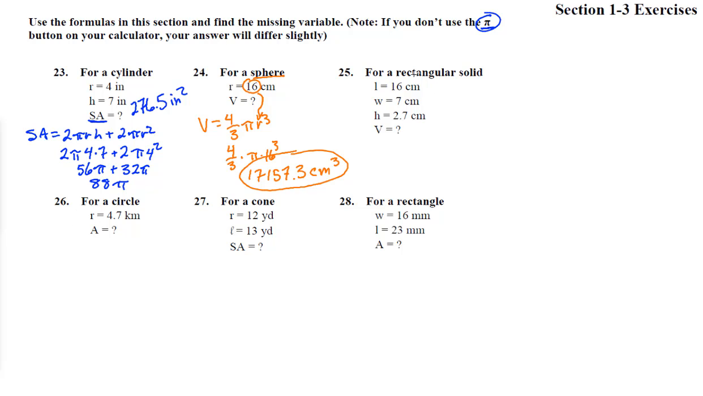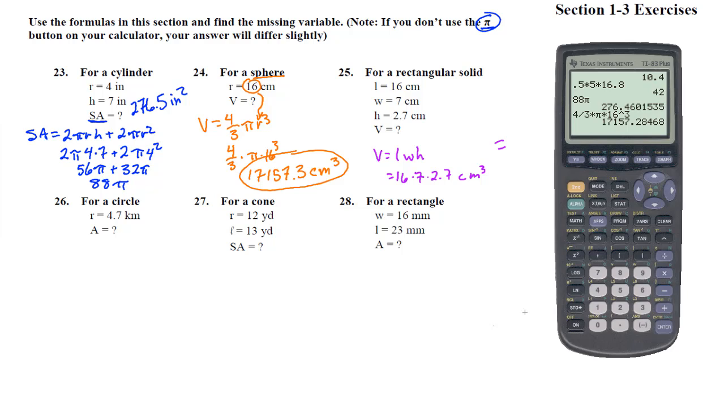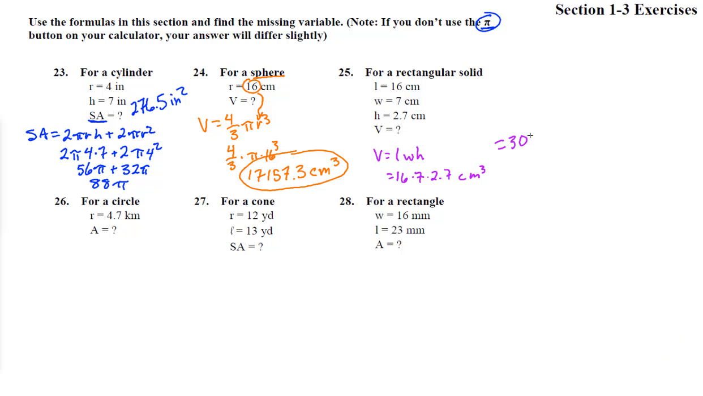Good deal. Number 25, for a rectangular solid, the volume is length times width times height. We don't want to use the surface area formula. And notice we're going to be centimeters times centimeters times centimeters, so we get centimeters cubed. So we're going to have 16 times 7 times 2.7. And that equals 302.4 centimeters cubed. Excellent.